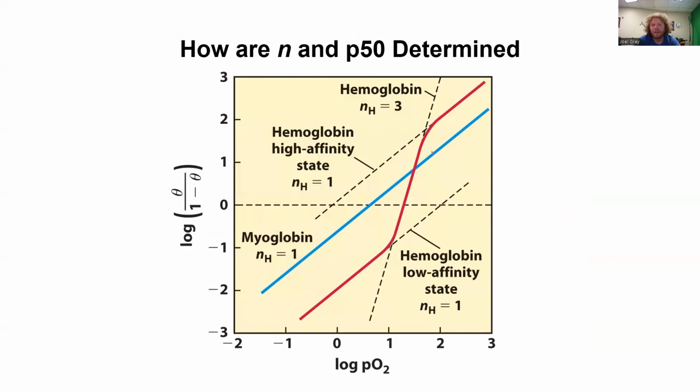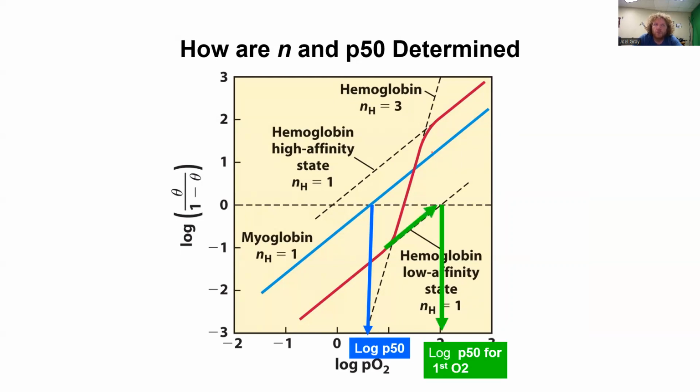Now, how are n and P50 determined? Well, if you look at the central point when log of theta over 1 minus theta is equal to 0, and we have a line that intersects with that, that's where our log of P50 is. Keep in mind, we've got hemoglobin that binds 4 O2. Log of P50 for the first O2 is displayed right here.